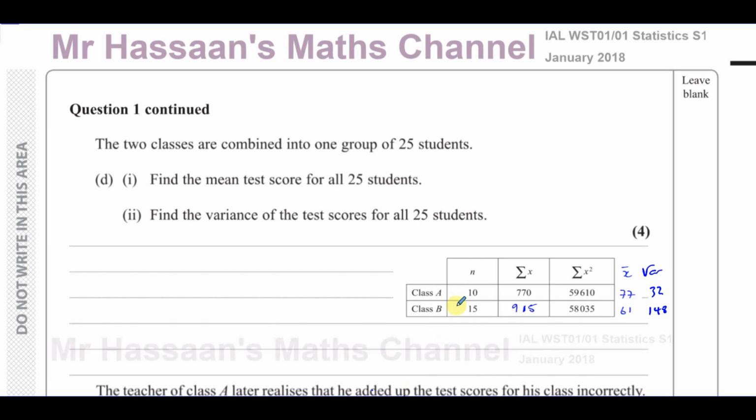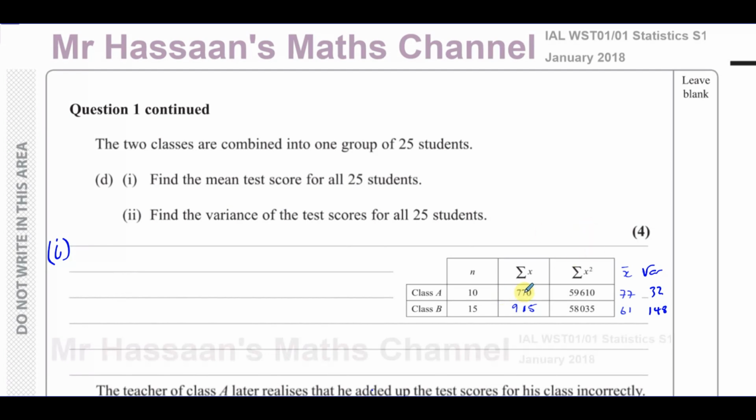Now for part D of the question, it says the two classes are combined into one group of 25 students. Find the mean test score for all 25 students. Find the variance of the test scores for all 25 students. So for part one, I've got all this summary information from the last page. So we have everything at hand here. So the mean for all 25 students. So that means, as we know, that the mean is the sum of all the scores of every student divided by the number of students.